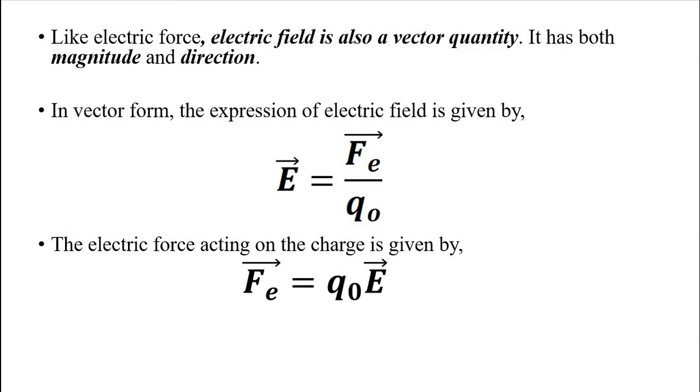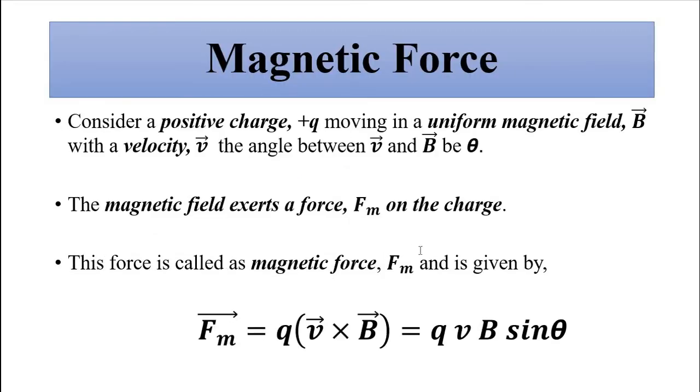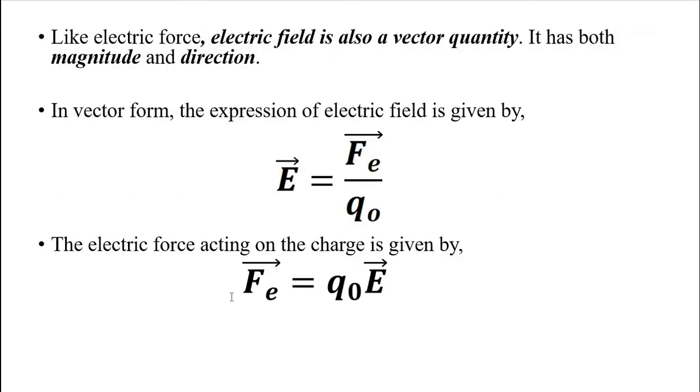This is the second part of this discussion. The first part is the magnetic force acting on a charge when it moves in a magnetic field, which is Q V vector cross B vector. This is the magnetic force acting on the charge moving in a magnetic field. Second is the Coulombic force or the electric force acting on the charge when it is moving in an electric field, which is Q E vector. This is the magnetic force, this is the electric force.